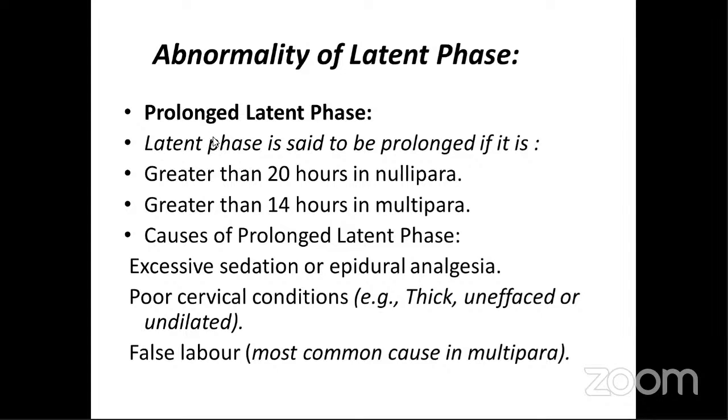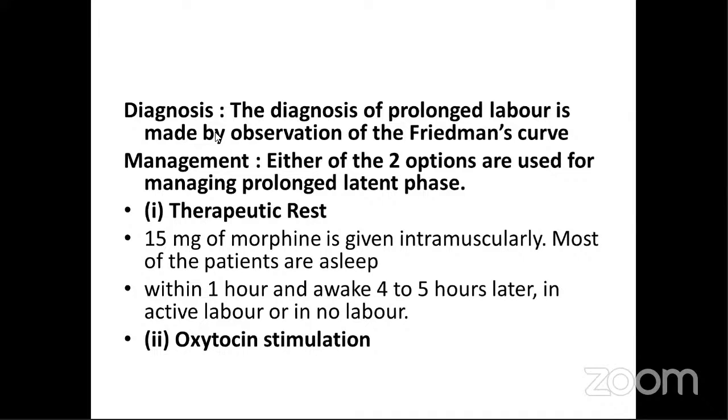Next is diagnosis. The diagnosis of prolonged labor is made by observation of the Friedman curves, what we discussed. Either of two options is used for managing a prolonged latent phase. One is therapeutic rest, where we give her morphine, which is nothing but sedation, and then observe the patient. If she wakes up 4 to 5 hours later in active labor, or if she doesn't go into labor at all, that is how we manage by the therapeutic option.